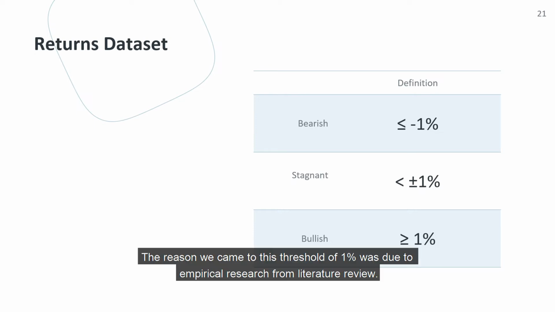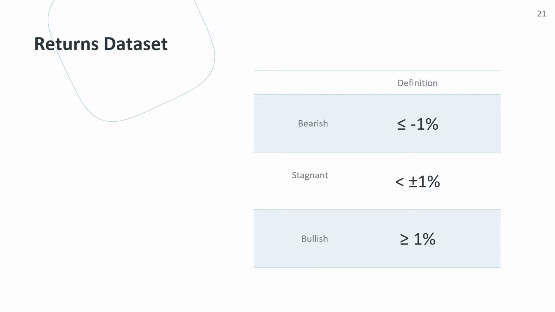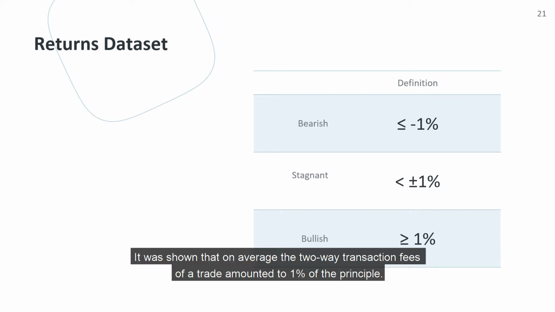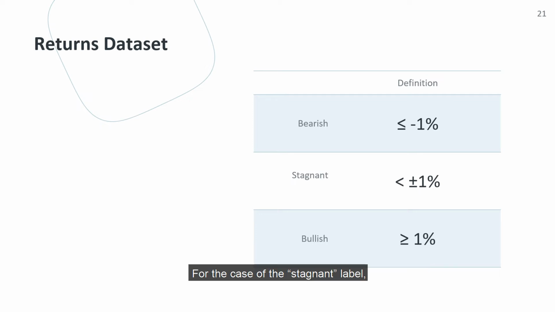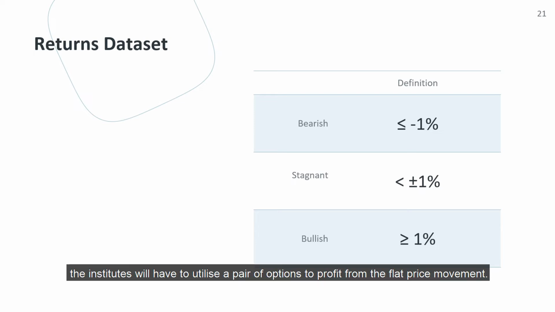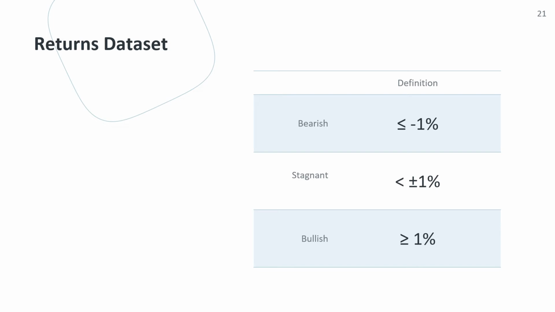The reason we came to this threshold of 1% was due to empirical research from literature review. It was shown that on average, the two-way transaction fees of a trade amounted to 1% of the principal. Hence, it will only make sense in most cases to do a trade if the returns were more than that of the transaction. For the case of stagnant label, the institutes will have to utilize a pair of options to profit from the flat price movement.